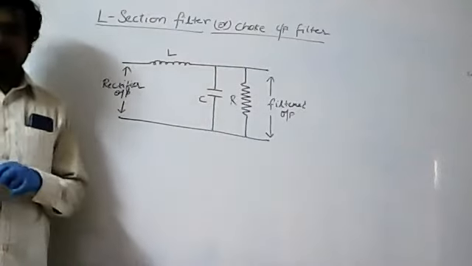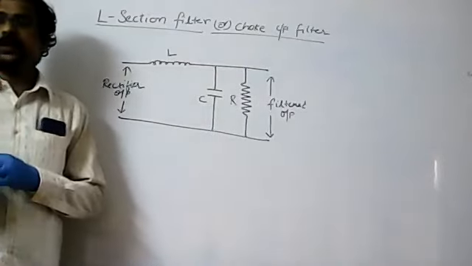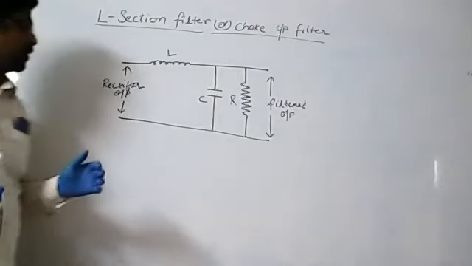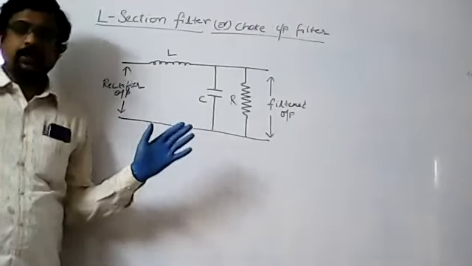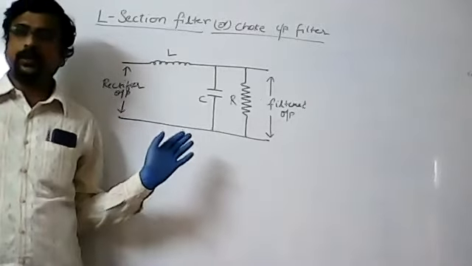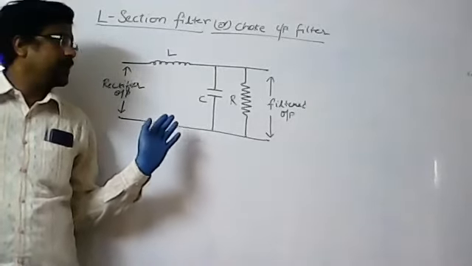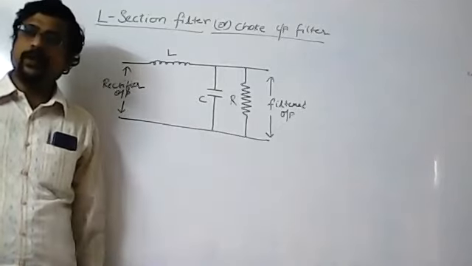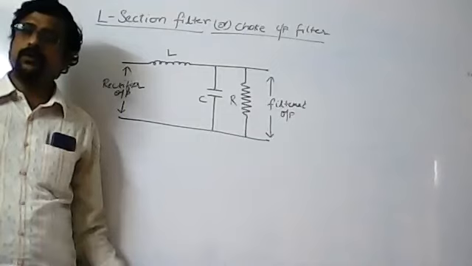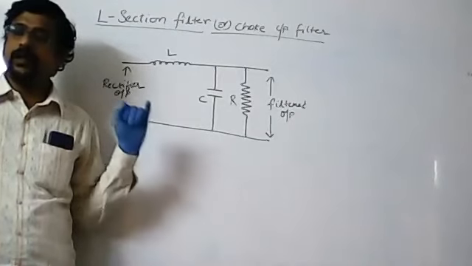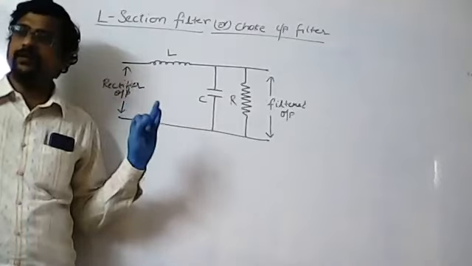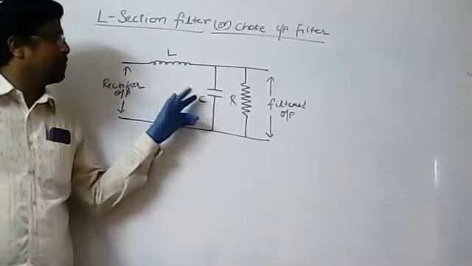So this is the circuit diagram of an L section filter. If you look at the diagram, it is clear that it is formed by combining two types of filters that we have already discussed, a shunt capacitive filter and a series inductive filter. So I am combining both.